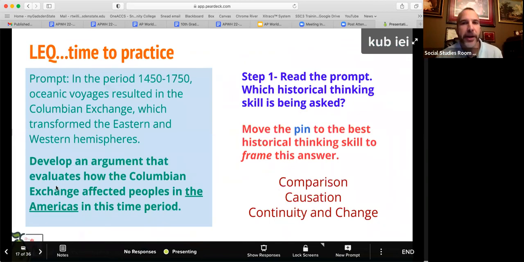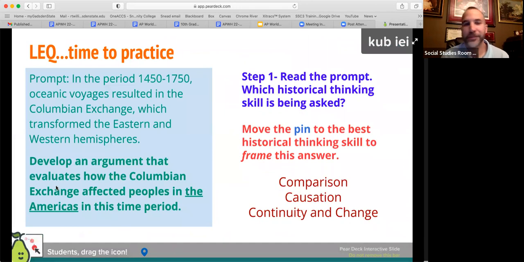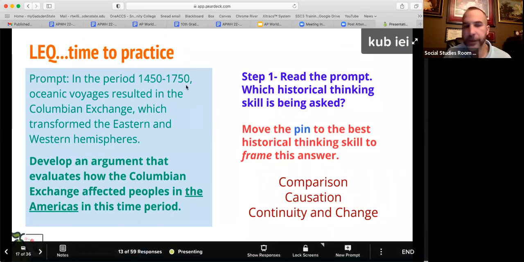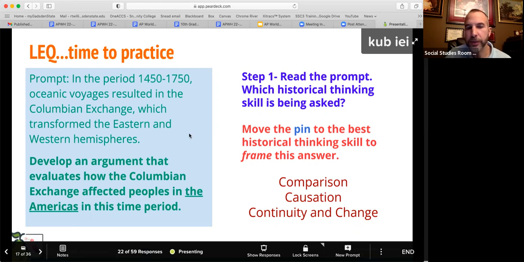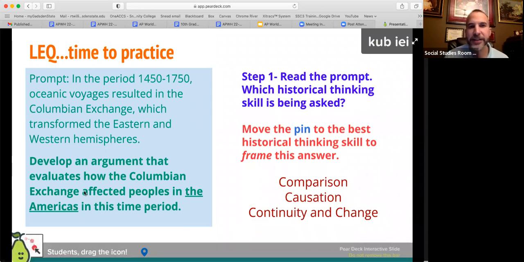Okay, so let's practice a little bit with an LEQ. Again, no documents in front of us. We'll try to pull as best we can from memory. So here's the prompt: period 1450 to 1750. All right. Oceanic voyages resulted in the Columbian Exchange, which transformed the Eastern and Western hemispheres. Okay. So that introduces the question. Now let's get into the meat of the question. What is the question turning on? What is it ultimately asking you to do? Develop an argument that evaluates how the Columbian Exchange affected peoples in the Americas in this time period.